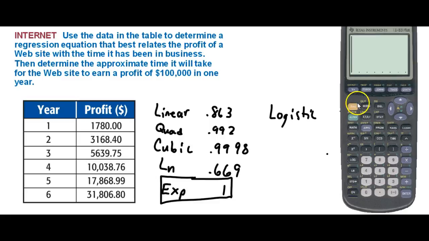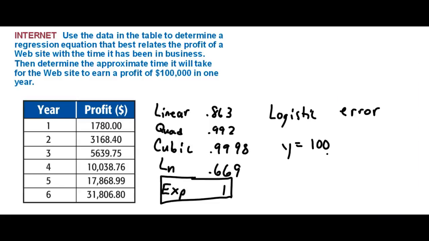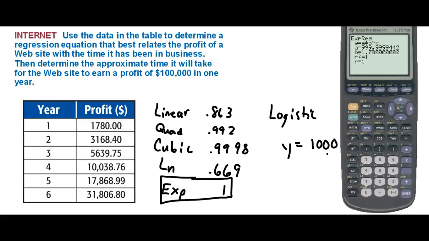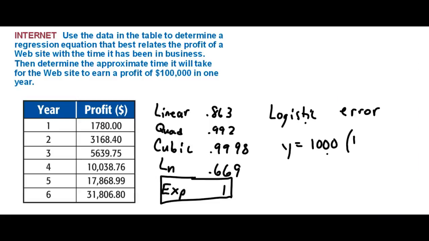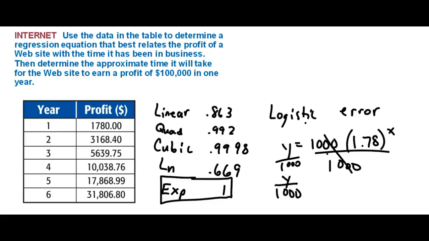Another way we can do this is just simply go back and put in our equation. We know that our equation is y equals about 1,000 times 1.78 to the x power. So if we divide both sides by 1,000, we get y over 1,000 equals 1.78 to the x power.